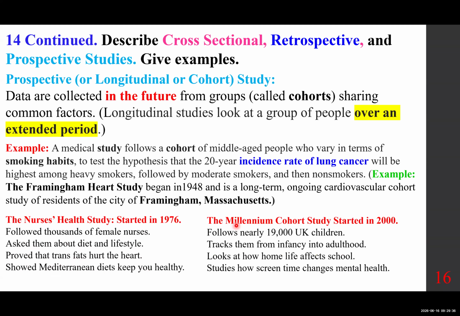Another one, the Millennium Cohort Study, started in 2000, follows nearly 19,000 UK (United Kingdom) children, tracks them from infancy into adulthood, looks at how home life affects schools, and studies how screen time changes mental health, and that's really the key nowadays. So those are some examples.